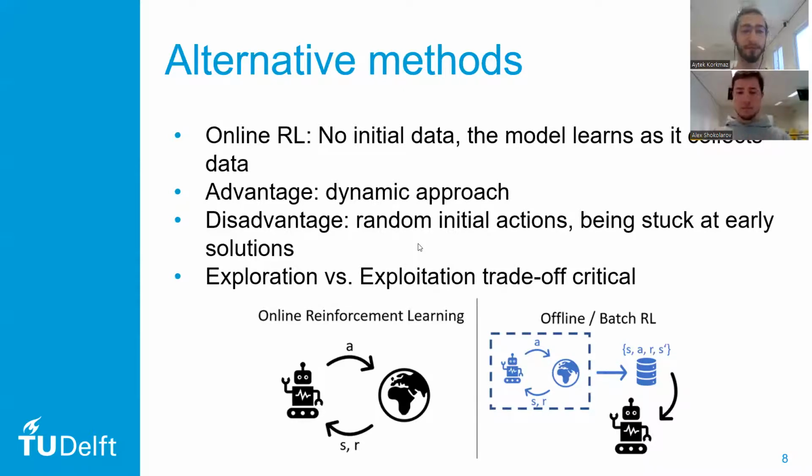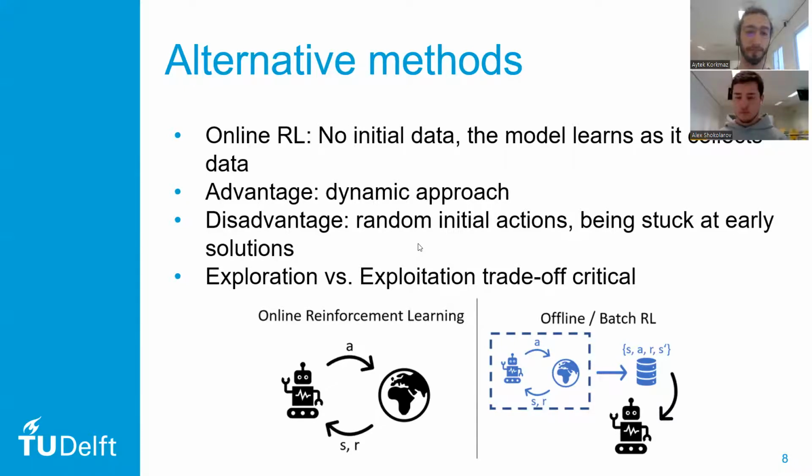The main advantage of online reinforcement learning is that it is a more dynamic approach, and the model itself adjusts to the input data more fluently. However, the disadvantage is that initially there are some random actions taken before enough data is gathered. That also brings the risk of being stuck at early suboptimal solutions.